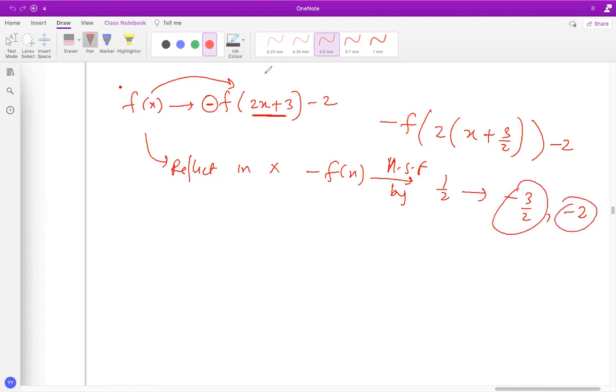So the general mistake that students make is that they'll say horizontal stretch factor by half, and then they move 3 units to the left. So rather than 3 units to the left here, actually it's 3 over 2 units to the left. So that's the mistake that generally happens.